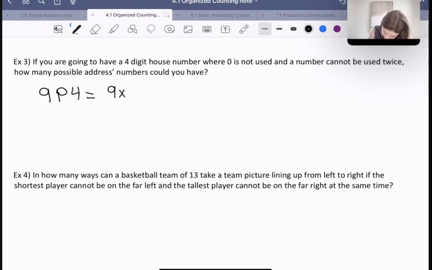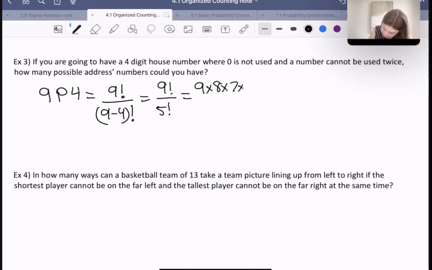Okay, so let's do it. Let's write down 9 factorial over 9 minus 4 factorial first, like that. Then we have 9 factorial over 5 factorial, which is 9 times 8 times 7 times 6 times 5 factorial, over 5 factorial. Those cancel. So we just have 9 times 8 times 7 times 6. 9 times 8 times 7 times 6 is 3024. So therefore, we could have 3024 different numbers possibly on our house.